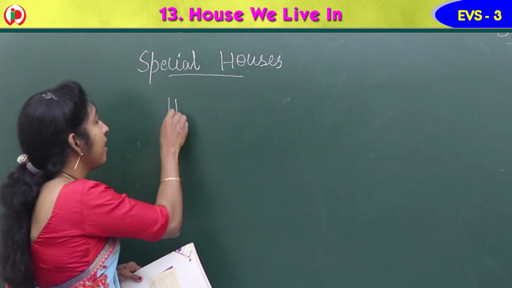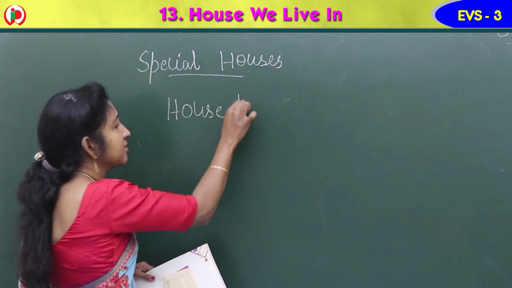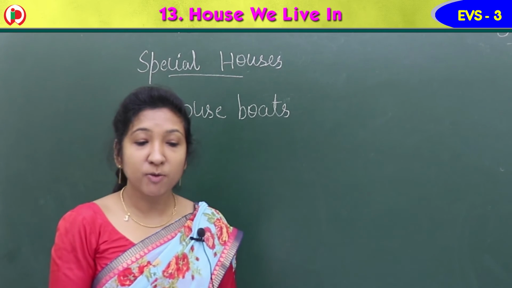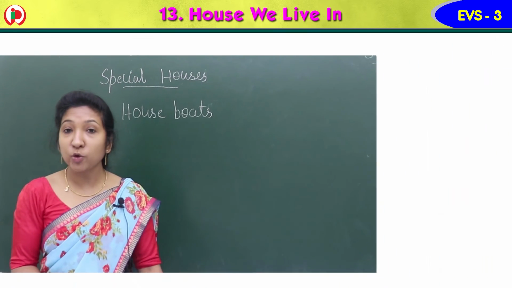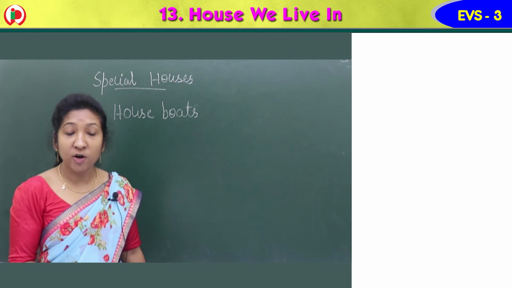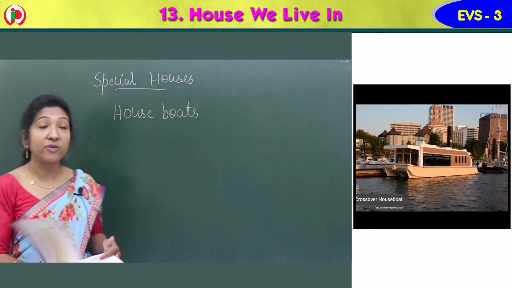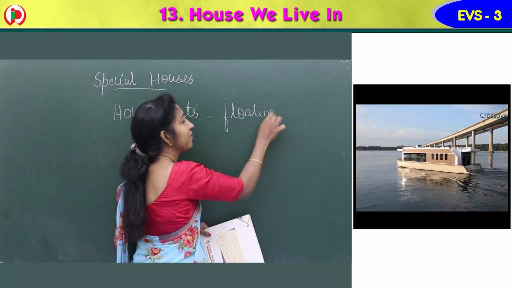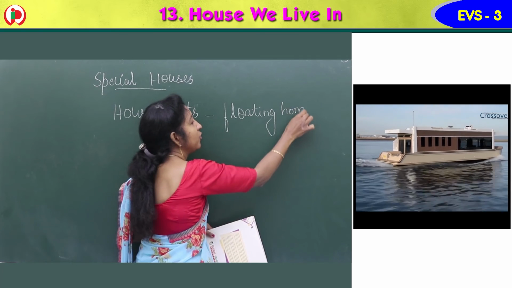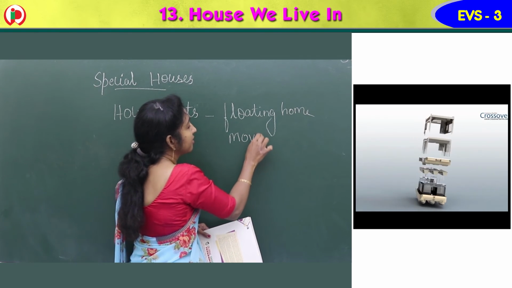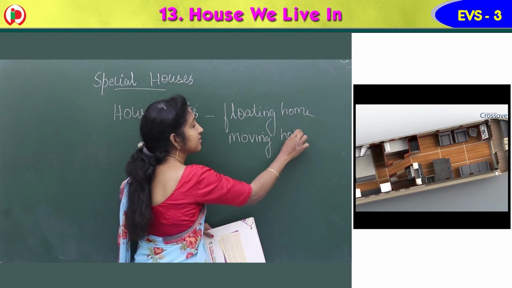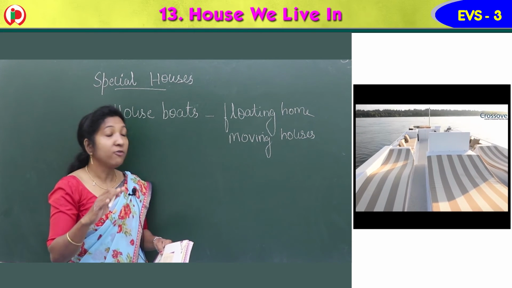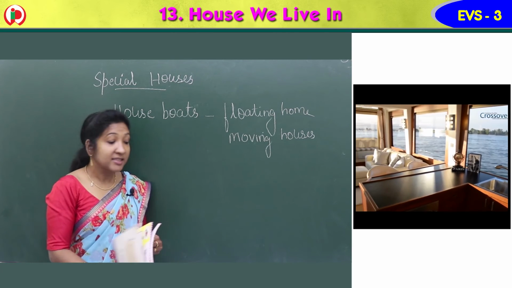houseboats. Okay? Houseboats. You know what houseboats are? Houseboats are moving houses made on boats. Okay, they are moving houses, or we can say floating homes also. They are always moving houses. They move on rivers. That's why I said floating home. They float on rivers. See the image, children?